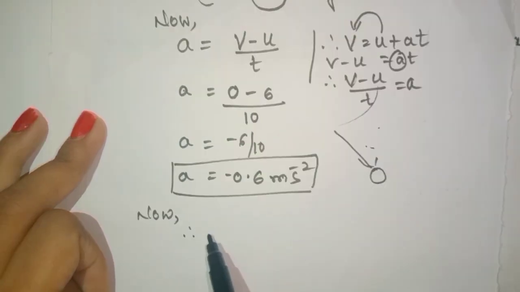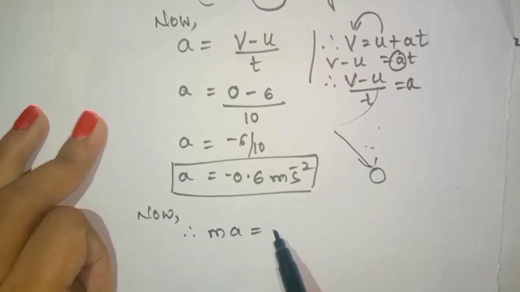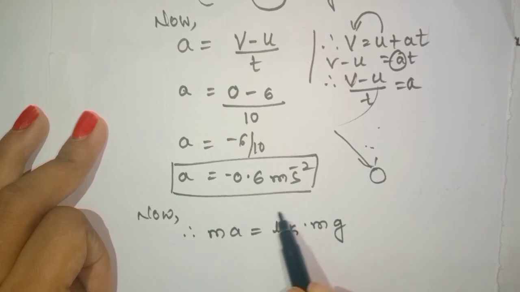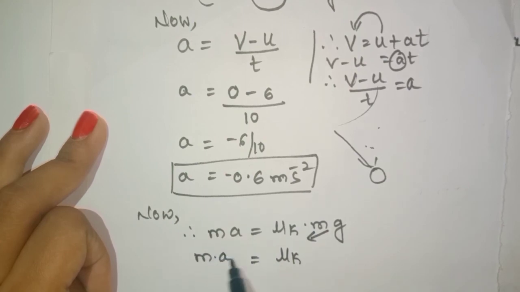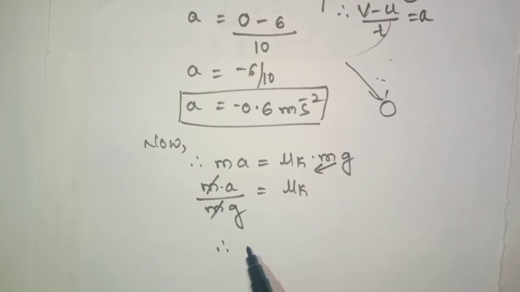Therefore, what is the equation which we have written? ma is equal to mu k into mg. Okay, now I want to calculate this mu k. So keep mu k here itself and send this mg to the denominator of this ma. Then what happens? m into a divided by mg. This m gets cancelled. Therefore mu k is equal to a divided by g.